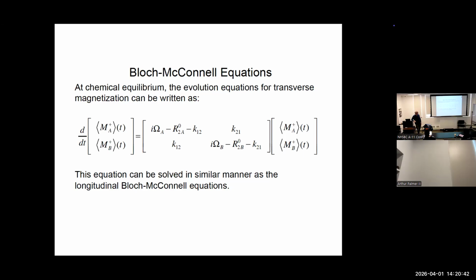And then how much broader is the A state line? Its effective relaxation rate becomes R2A plus K12. And the B state's effective relaxation rate becomes R2B plus K21. So you expect the lines to broaden, and they broaden by the jump rate out of that state. Which is interesting because we usually talk about it being the sum of the two rates that can't be disentangled, but in this limit, maybe you can.